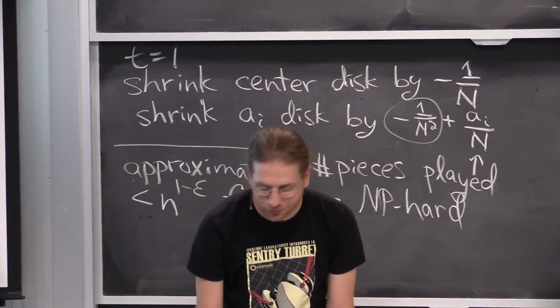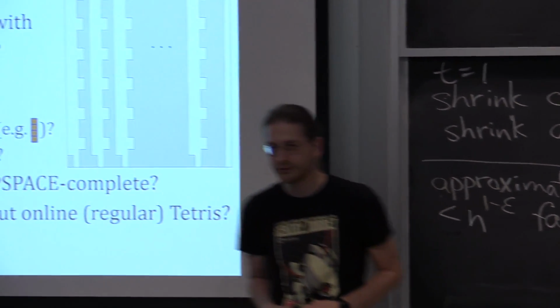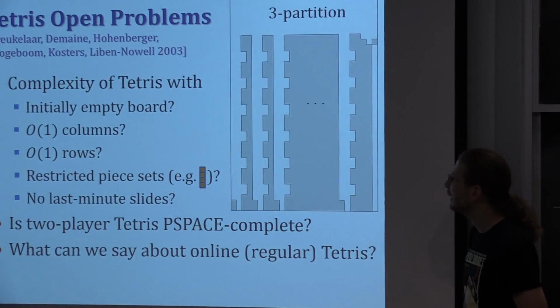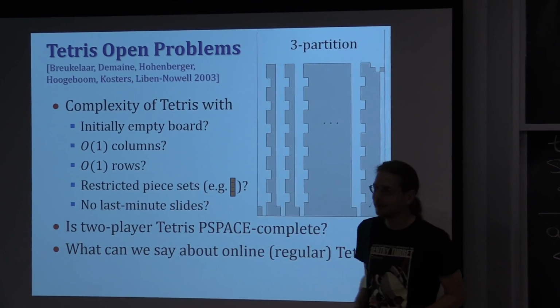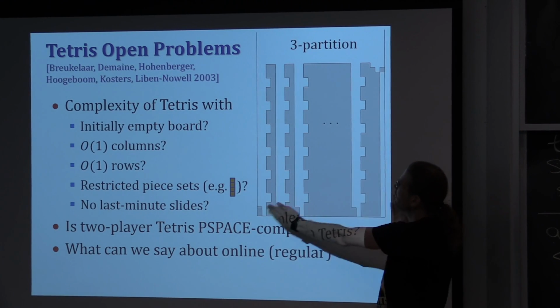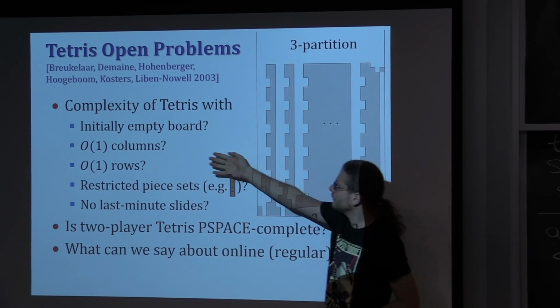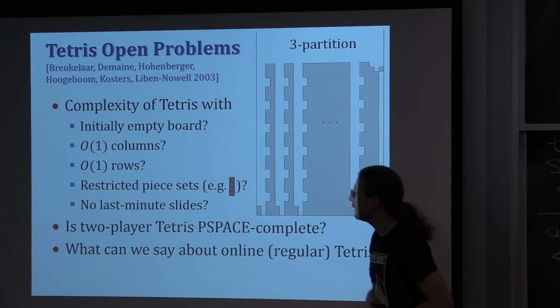Hopefully no more issues. There are a lot of other open problems about Tetris. You mentioned construction. What if the board is initially empty? Seems like quite a challenging problem. Constant number of rows or columns. Here we assume that both dimensions are arbitrarily large. It's part of the input. But these seem very annoying.